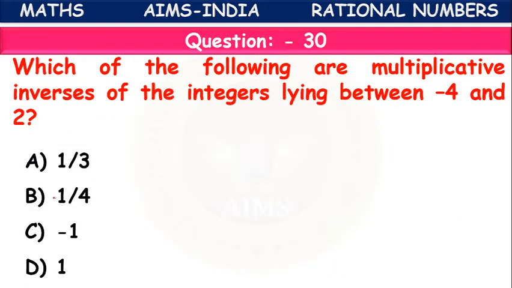Next. Which of the following are multiplicative inverses of the integers lying between -4 and 2? Lying between -4 and 2.